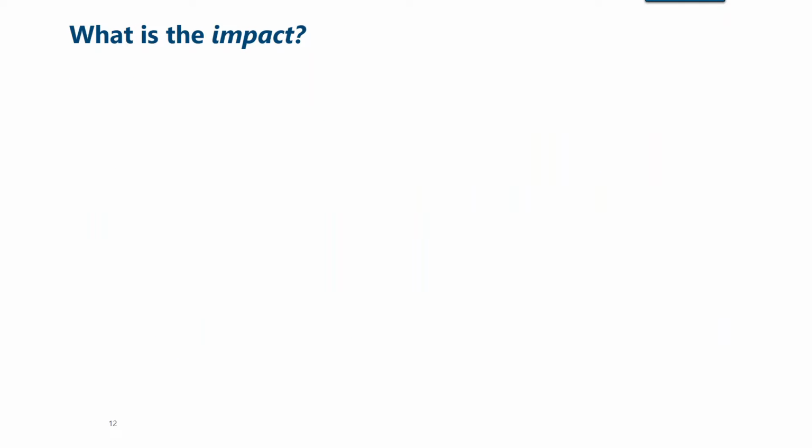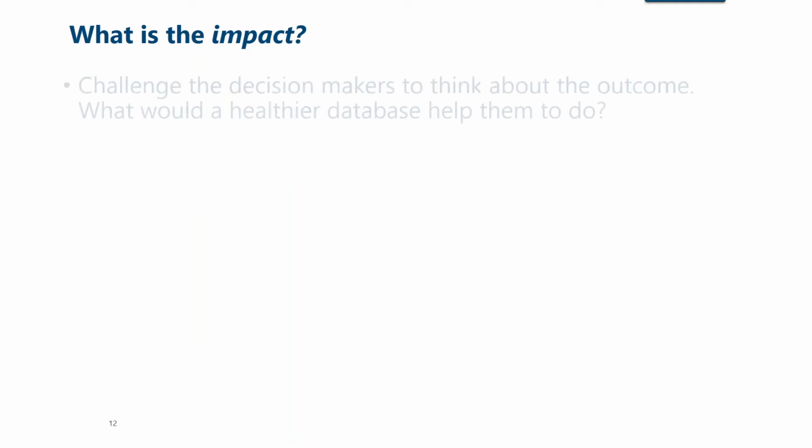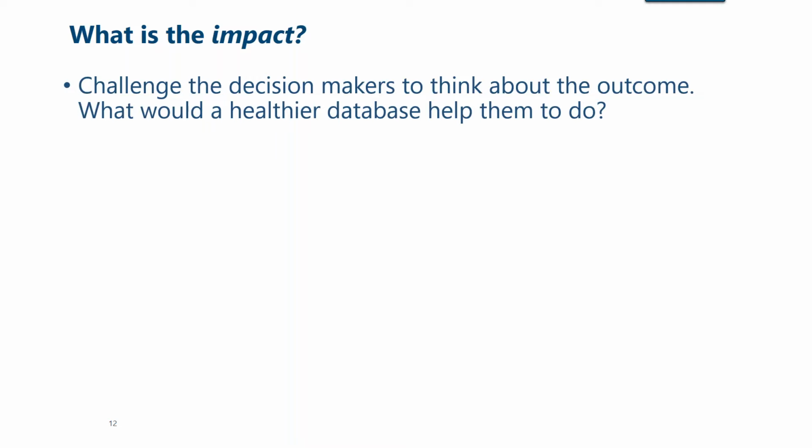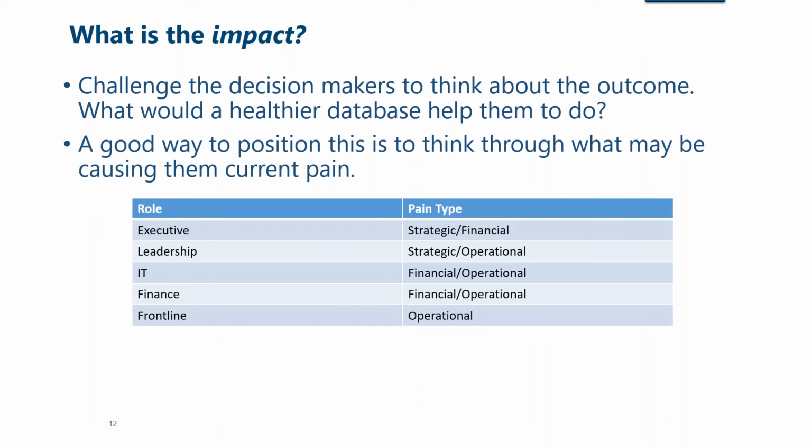So I mentioned a few times the impact an audit can make, but what exactly do I mean when I say that? Well, how would a healthier database help others in your organization? A good way to think about it is, what is a current pain point for them? What's keeping them up at night? We have this little chart here, and for an executive level, they may be more strategic or financial in nature, while someone in IT is thinking more from an operational standpoint. You can see here in this chart that we broke it down level for level for you when you're thinking about how it's impacting those key players.